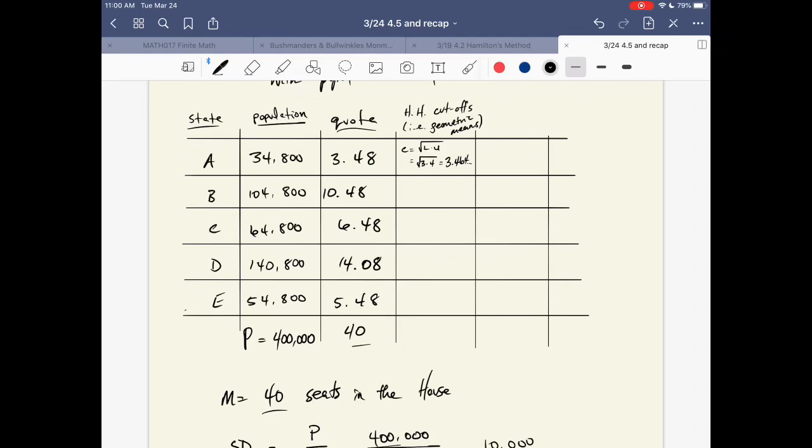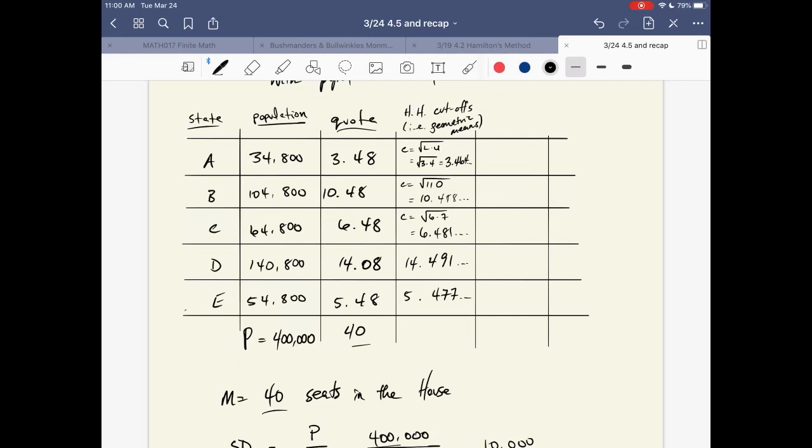So for 10 and 11, C is the square root of 110, which is 10.488, and so on. Here we have C being the square root of 6 times 7, which is 6.481, and so on. And here we're going to get 14.491, and 5.477.